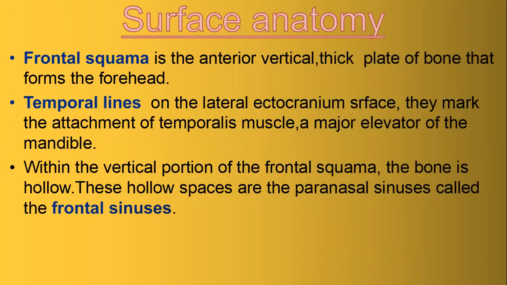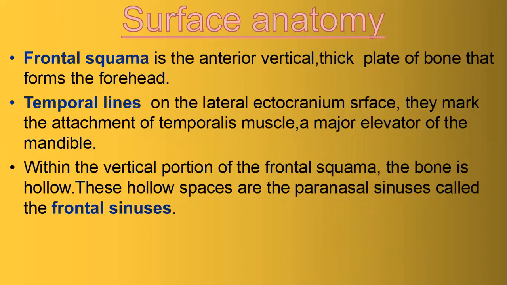For the surface anatomy of the frontal bone, we have the frontal squama, the anterior vertical thick plate of bone that forms the forehead. We have the temporal lines on the lateral ectocranial surface. They mark the attachment of the temporalis muscle, a major elevator of the mandible. So while you'll be reading on your muscles and get to meet this muscle known as the temporalis muscle, remember where they get their attachment.